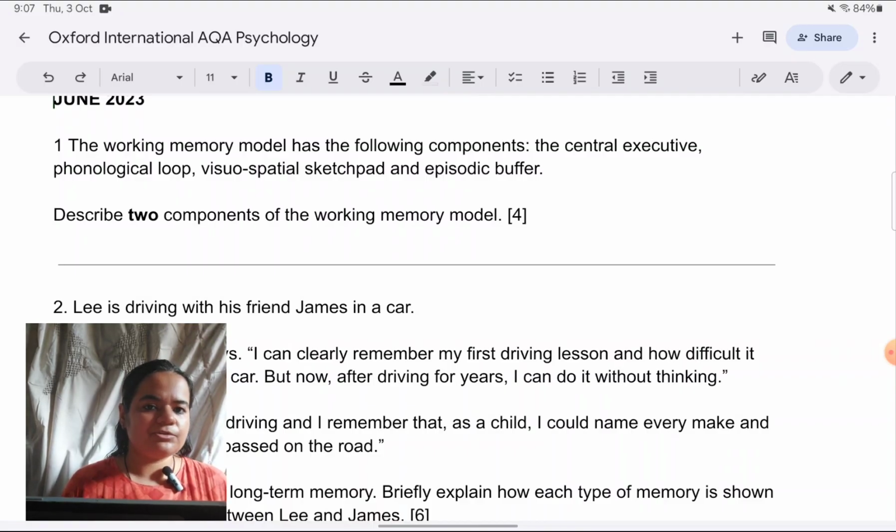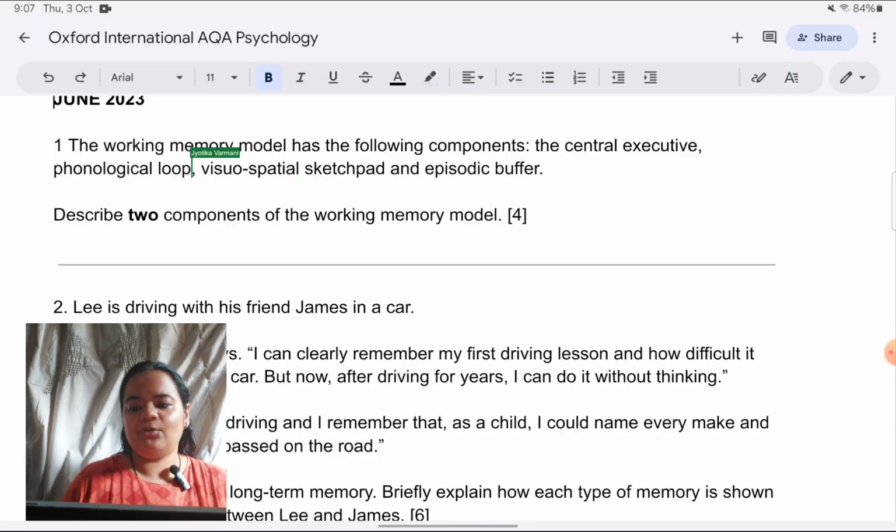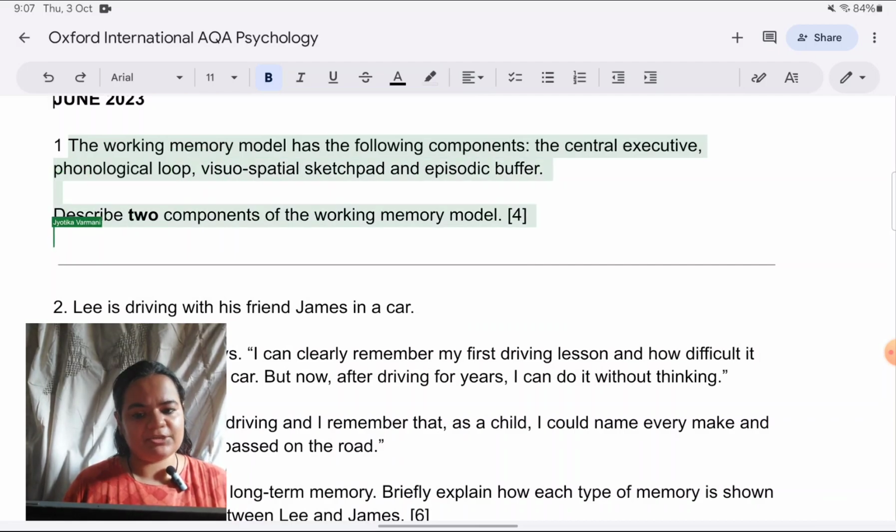So the first question for memory was, the working memory model has the following components: the central executive, phonological loop, visuospatial sketchpad, and episodic buffer. So they've named all the components for us. We have to describe 2 of these components.